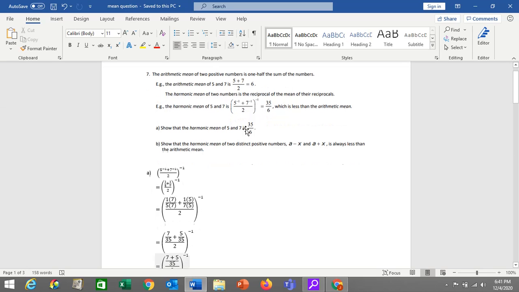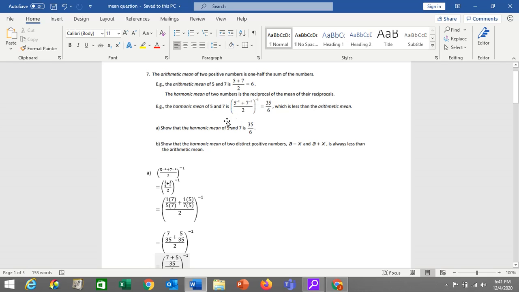Okay, so we have to do two things here. We have to show the harmonic mean of 5 and 7 is 35/6, and show the harmonic mean of two distinct positive numbers, a minus x and a plus x, is always less than the arithmetic mean. So this is the real question. This is kind of just to warm you up here.